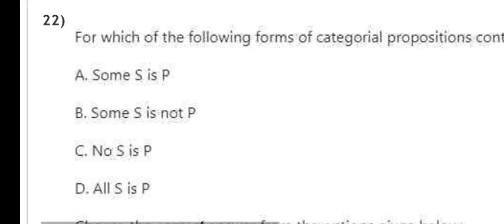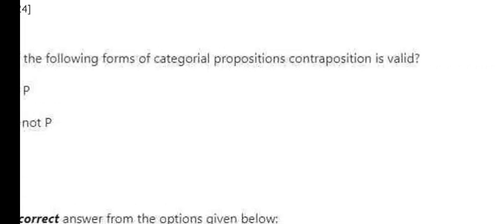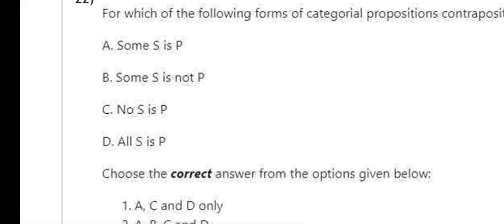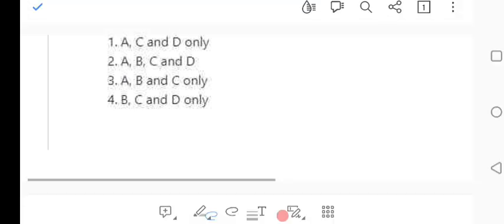Next, for which of the following forms of categorical propositions is contraposition valid? A, some S is P; B, some S is not P; C, no S is P; D, all S is P. So these are the options for you: A, C, D; A, B, C, D; A, B, C; B, C, D. So number D will be correct, that is B, C, and D. That is number 4.